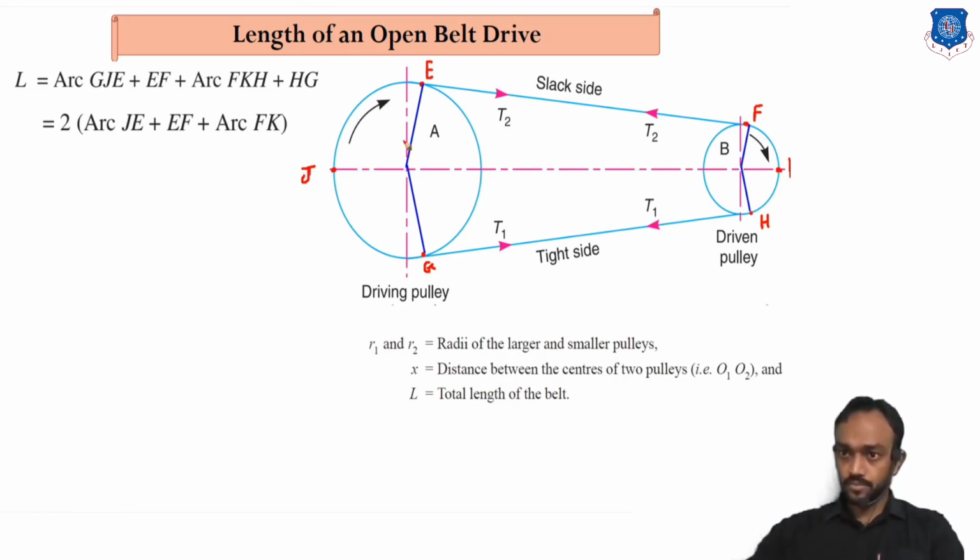For finding any arc, what is the formula for the arc? Arc is equal to radius into angle. So what angle does the arc JE make with this pulley? It is 90 degrees plus some angle. Let us name that angle alpha. So the contact point E makes angle alpha with the vertical line.